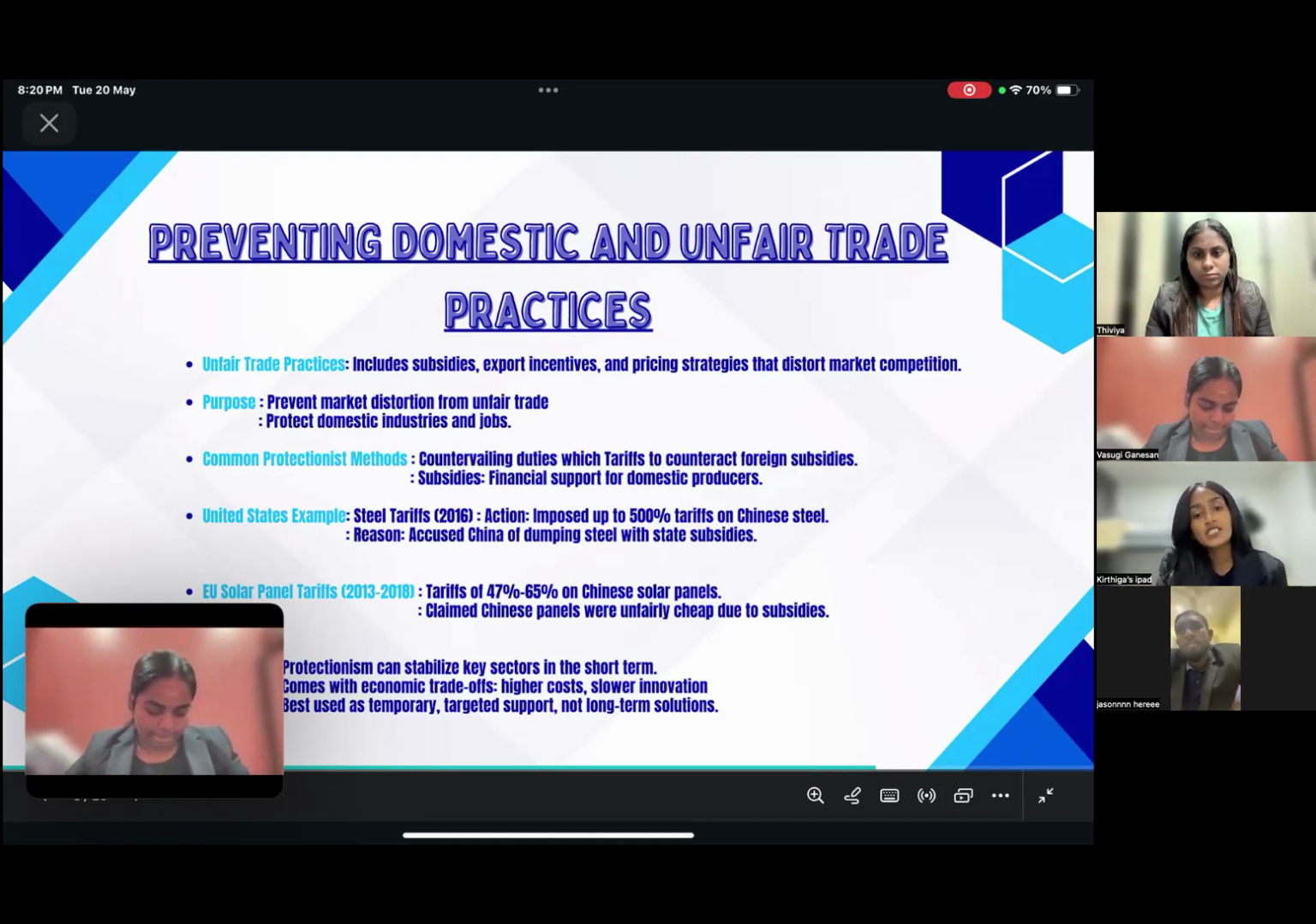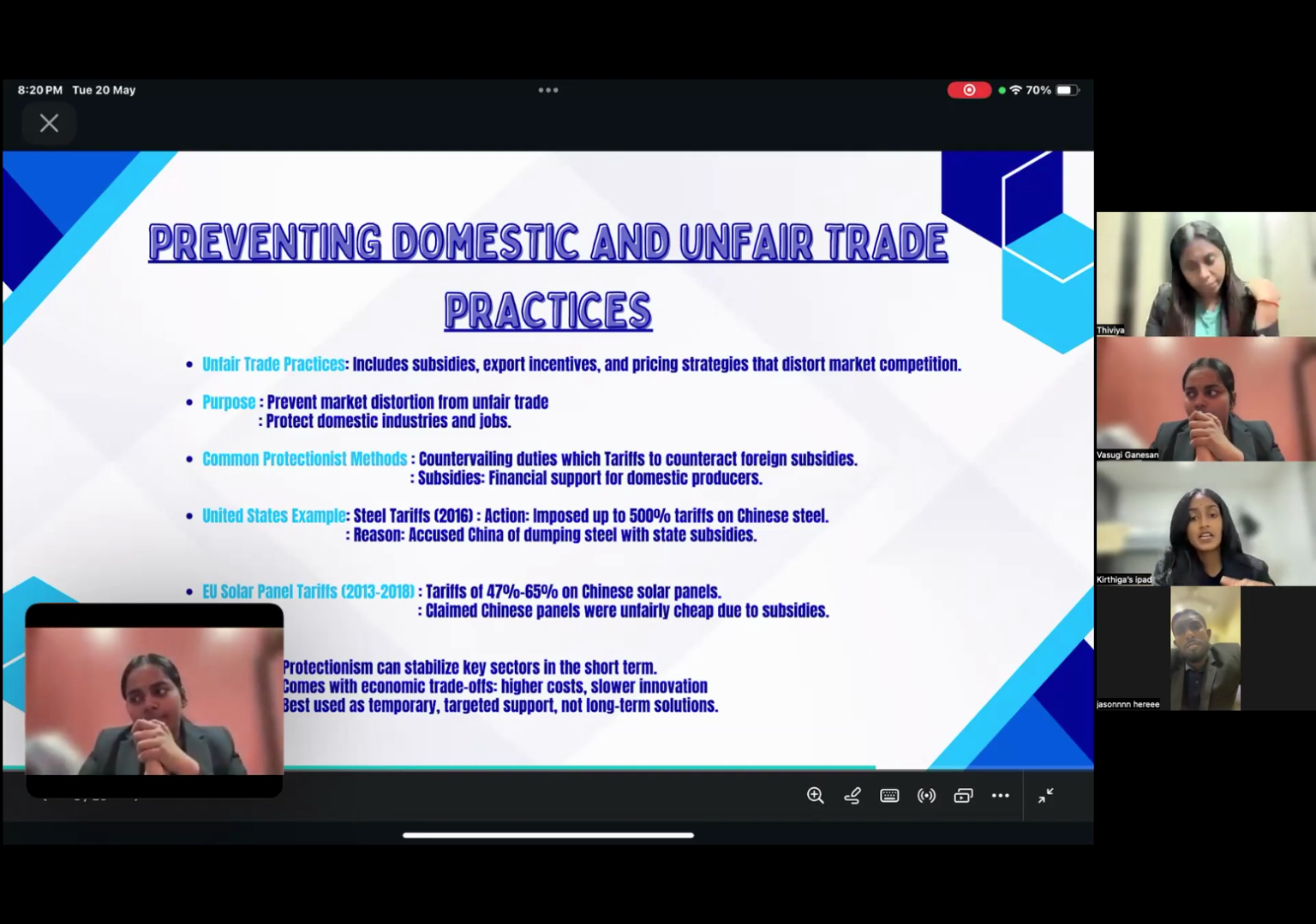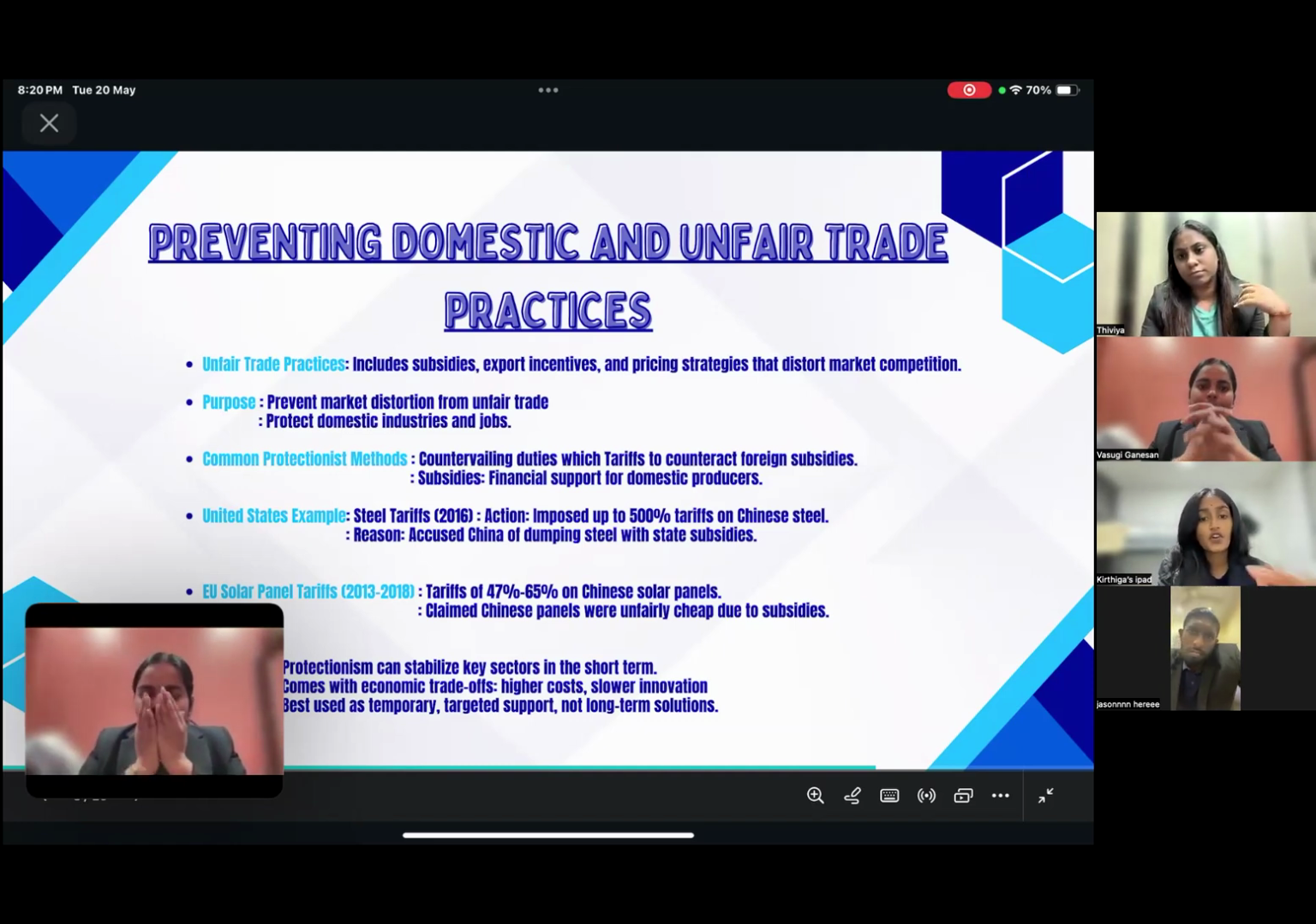So moving on to the United States example. A clear example is the US steel tariffs in 2016. The US government imposed tariffs of up to 500% on Chinese steel, arguing that Chinese producers were dumping steel into the US market at artificially low prices thanks to state support. The move gave temporary relief to American steel makers, allowing some plants to reopen and jobs to return. But it also raised steel prices for industries that rely on it, such as construction and manufacturing.